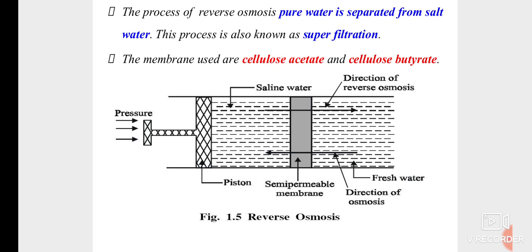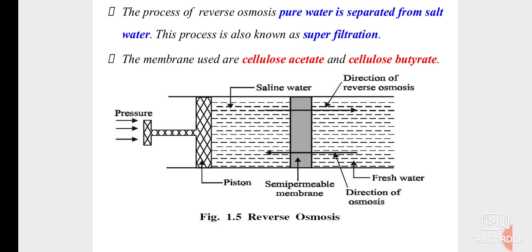Once again I repeat, by applying hydrostatic pressure or external force, using the driving force with the help of a piston, the solvent flow is reversed. That means the solvent flows from the higher concentration side, the saline water side, into the lower concentration side. That is called reverse osmosis. The commonly used membrane here is a semi-permeable membrane.